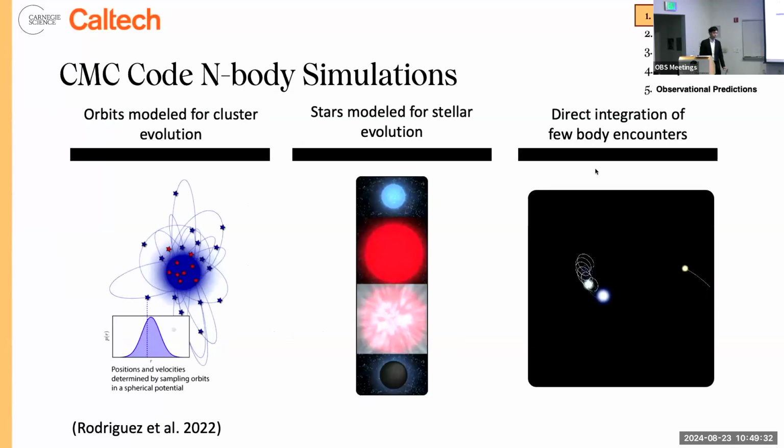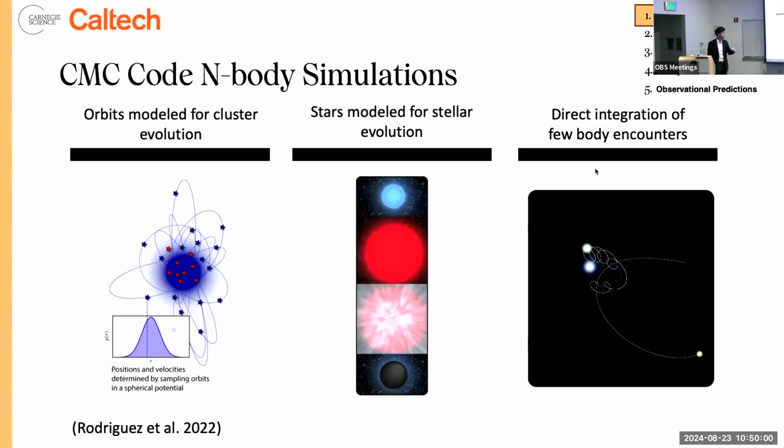So the n-body simulations we used use the cluster Monte Carlo code, the CMC code. What these simulations did was model the orbits of the individual systems inside the globular cluster, so we can get an idea of the overall cluster evolution. They also modeled individual stars so that we can actually get these giants and black holes. And it also directly integrated strong gravitational encounters between a few bodies.